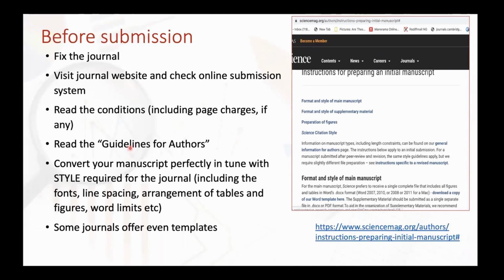Then read the guidelines for authors carefully, including the font size, the spacing they require, and the language, everything. Then convert your manuscript perfectly in tune with the style required for the journal, including the fonts, line spacing, arrangement of tables and figures, and word limits. Sometimes journals specifically prescribe the word limits, including for abstract and keywords. And some journals even offer templates. Then you have to put it in the template. These are the things you have to do initially before submitting the paper to a journal.